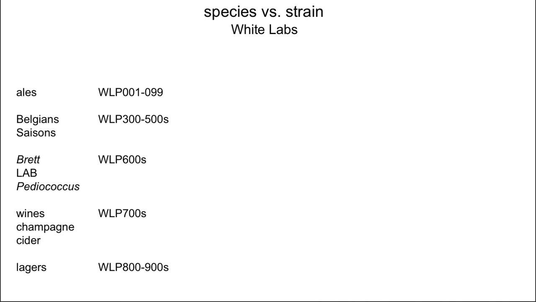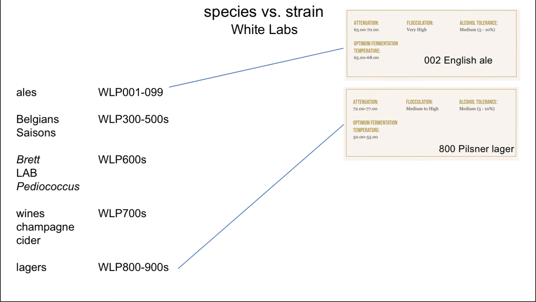As an example of the diversity of yeast strains, let's take a look at the White Labs catalog. Their strains of Saccharomyces cerevisiae are organized between 001 and 799. Belgians and Saisons, with their strong ester and phenol production, are set apart from other Saccharomyces cerevisiae strains in the 300s and 500s. Lagers are a different species of Saccharomyces and have numbers in the 800s.